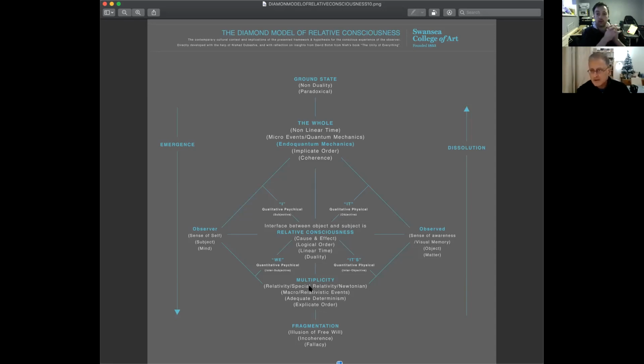Really? The structure. Yeah, that's what I'm suggesting. Like I said, it's a bit bold, but what I'm suggesting here is that the diamond here is every holon. The structure of any holon is this diamond. This diamond is the structure of any holon. So any holon has to have a whole and a part and an observer and an observed by the very nature of reality.